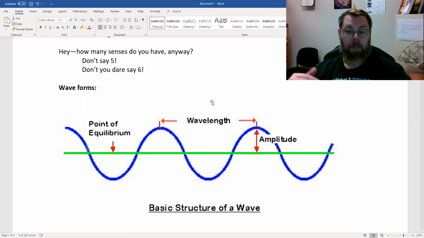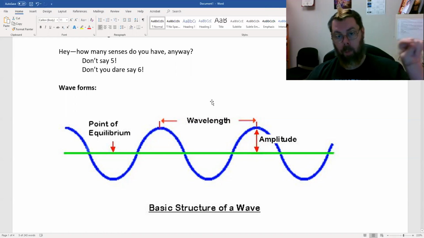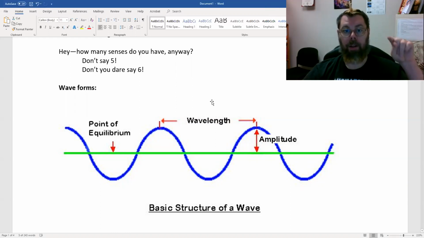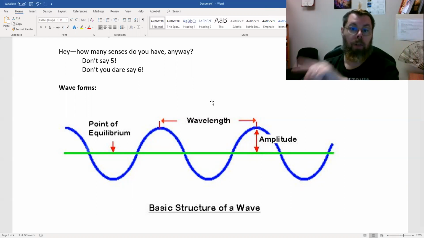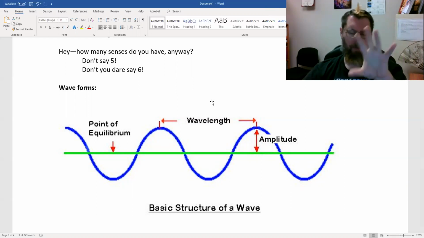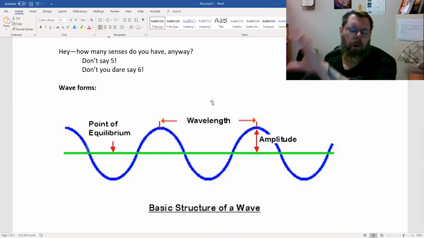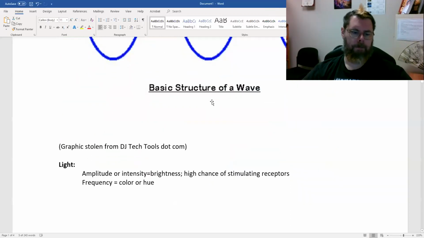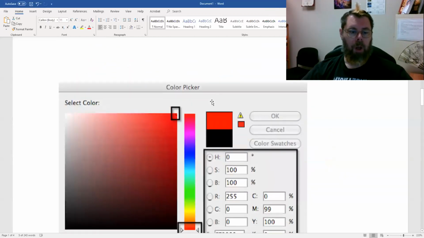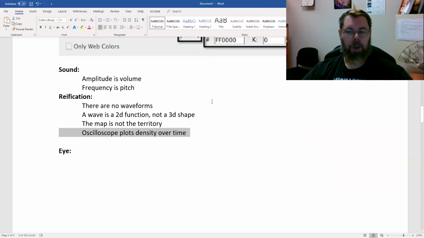The wave in the pond is not the wave in the waveform. Different things. Natural versus formal or artificial definition. Okay? So no waveforms, that's reification. Why do I keep hammering you with this? Because psychologists reify so much stuff that actually is very consequential.